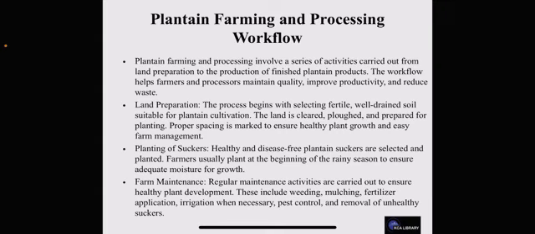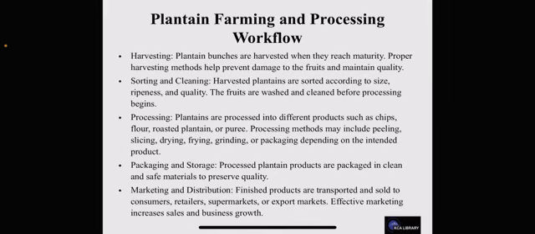The next one in this plantain farming and processing workflow is farm maintenance. Regular maintenance activities are carried out to ensure healthy plant development. This might include weeding, mulching, fertilizer application, irrigation when necessary, pest control, and even removal of unhealthy suckers. We have been saying this over and over again in the contents of this module of this course called plantain farming.